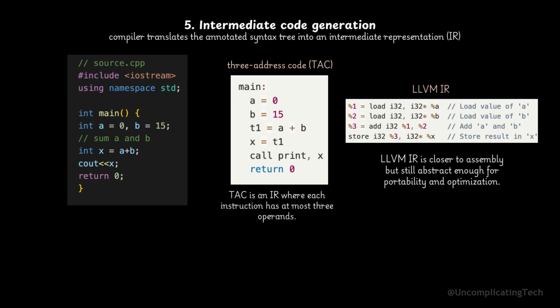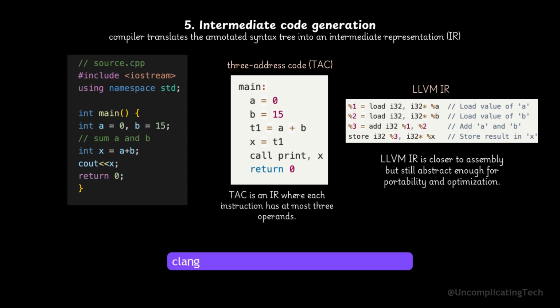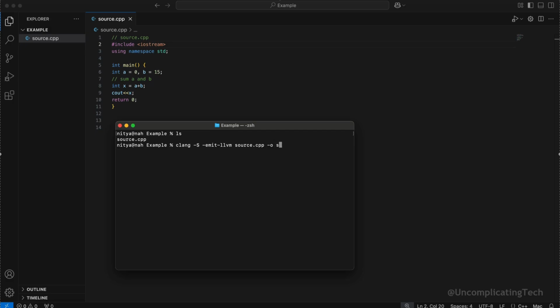Now let's see the LLVM IR in the terminal for our code using this command. This command will dump the IR in the source_ir.ll file. Now let's switch to the terminal and see the intermediate representation.